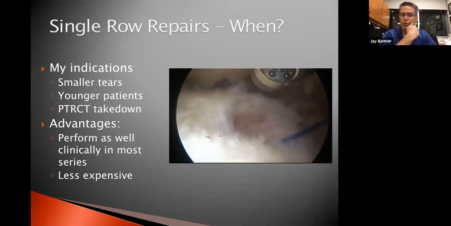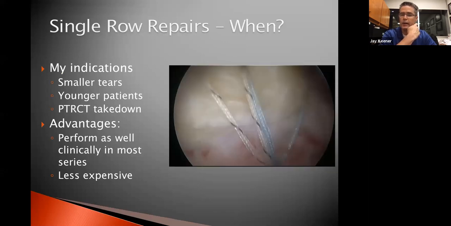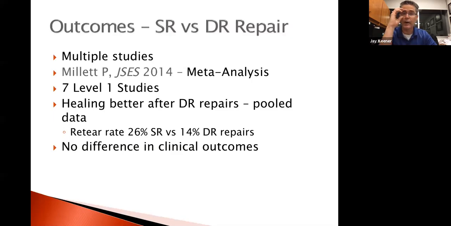Single row repairs are great for smaller tears in younger patients. The sweet spot would be a partial thickness takedown and repair, and they perform very well in most clinical series. This is an inverted mattress tension band suture described by Pascal Boileau. And George Morrell in Australia has done a litany of research looking at these tension band repairs, showing really good healing rates and clinical outcomes.